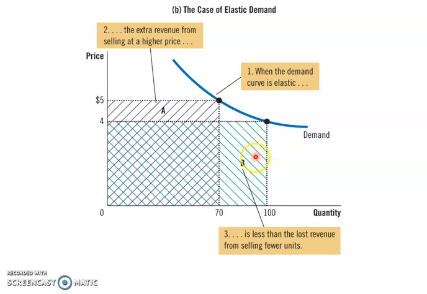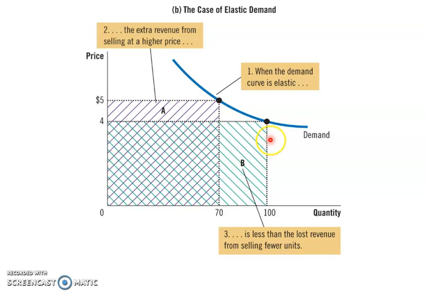Okay? So here we lose 120 and we gain $70. So altogether we're going to lose $50. Okay? So that's how the total revenue changes in response to the change in price. As you can see here, it's closely related to the shape of the demand curve or the price elasticity of demand.